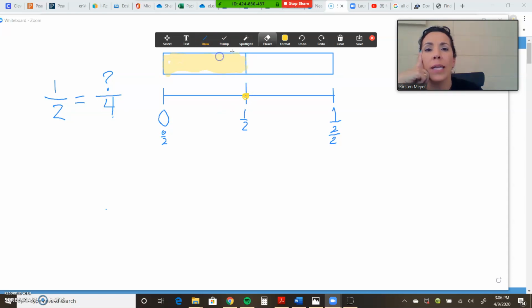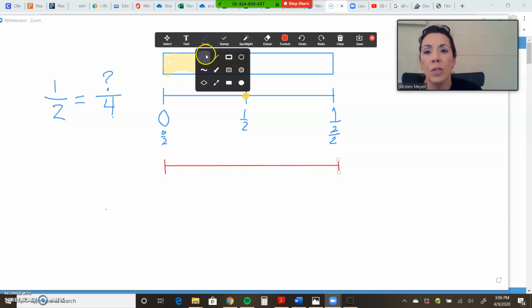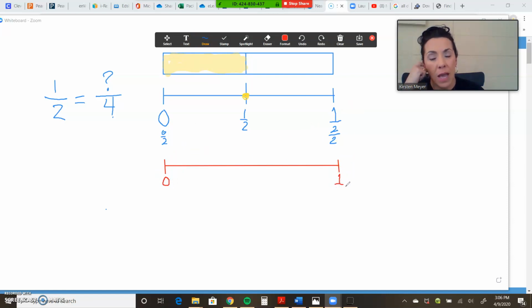So again, I know I can use what I've learned and I can draw another number line. I want to start it at the same spot and end it at the same spot. When it starts, it's going to be at 0, and when it ends, it's going to be at 1 whole. But this time, my denominator's 4. So I know that I need 4 parts. Remember, that doesn't mean I draw 4 little lines. That means I take this line and I cut it into 4 equal parts.